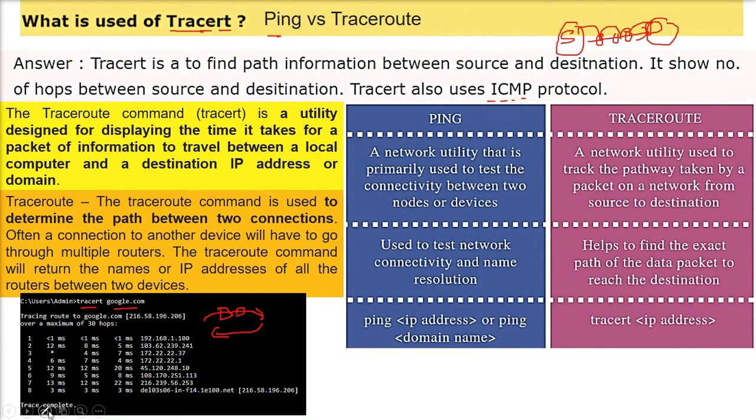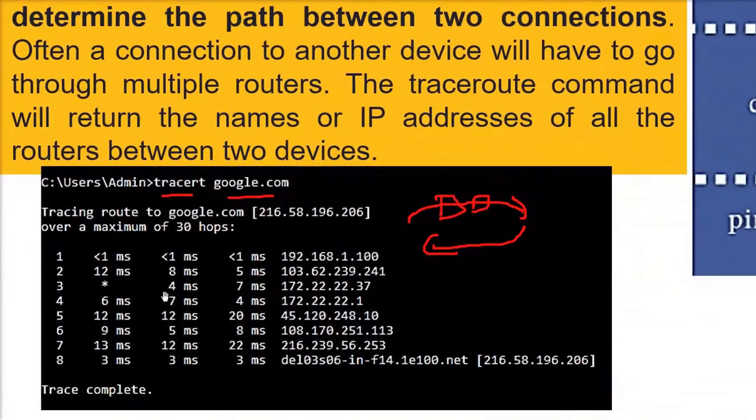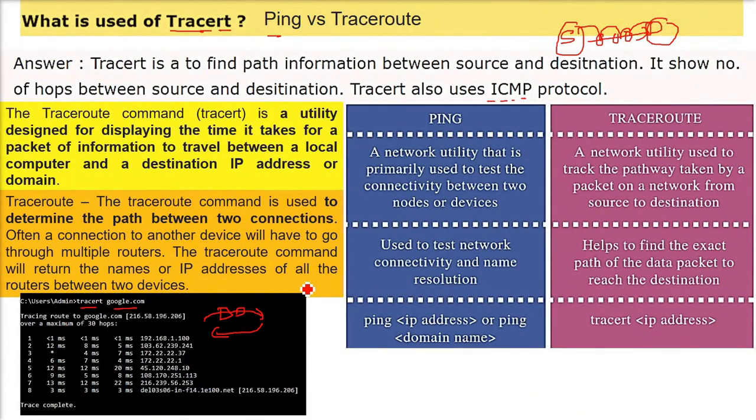Now let us see what we actually do. Tracert: if you want to trace the route of google.com, it will tell you that it has around 30 hops. It says these are the IP addresses, this is the time being taken, and it gives you the whole idea that we have traced the route. So let us start with ping.